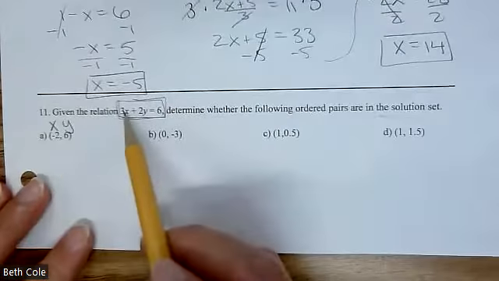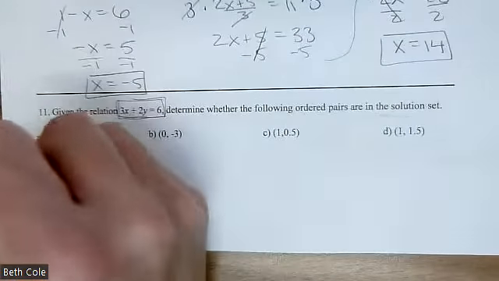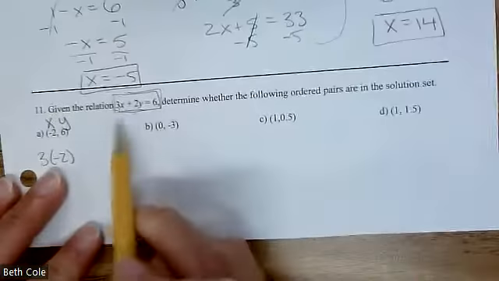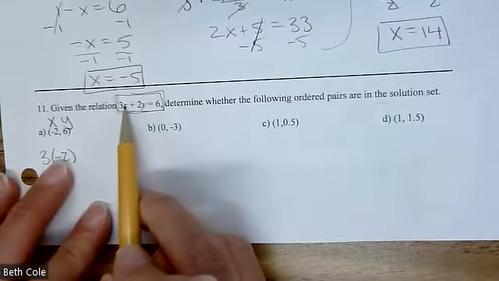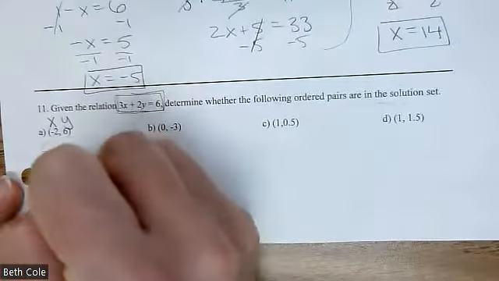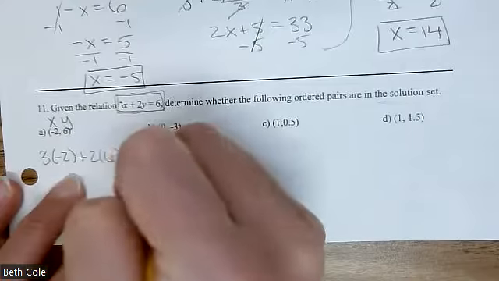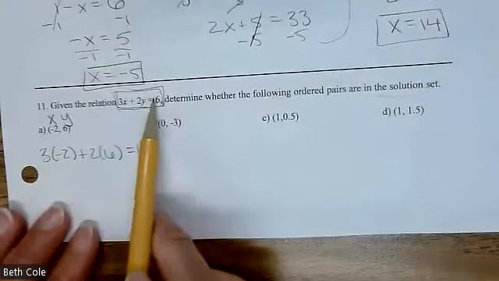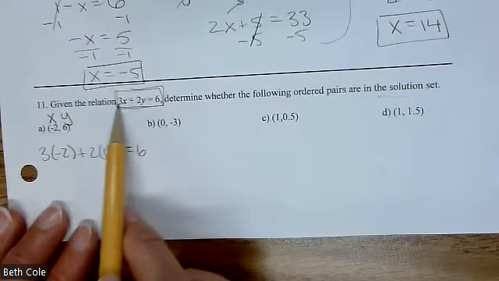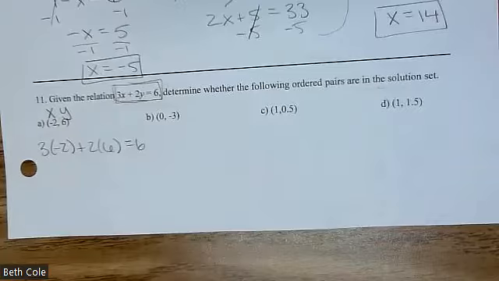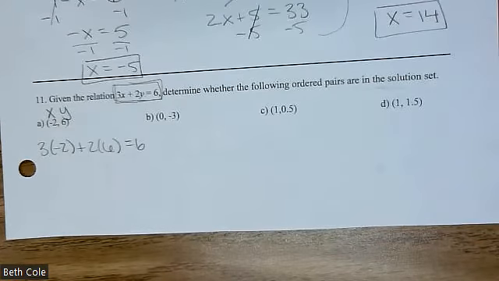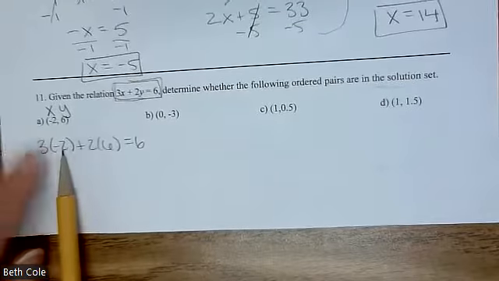All right, so we're going to plug in -2 for x. Ready? That'll be 3 times -2. I'm just plugging in right here. 3 times -2 plus 2 times 6 equals 6. I just plugged in for the x and the y. I took these numbers, plugged them in for x and y. We're just going to see if that actually works or not. It either does or it doesn't. So what is 3 times -2?